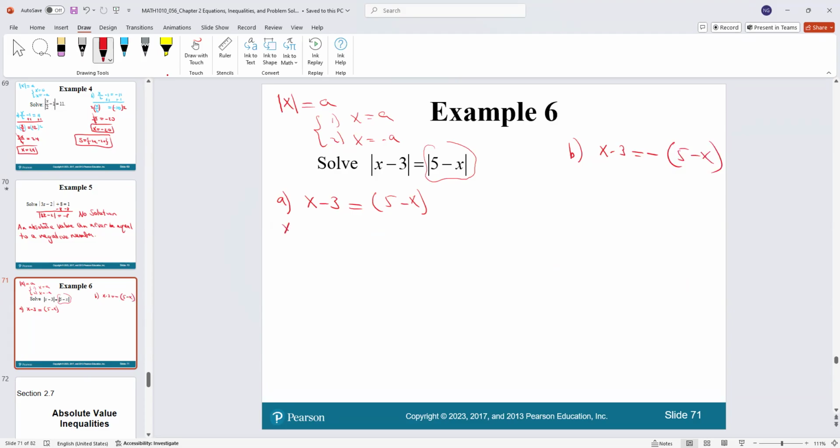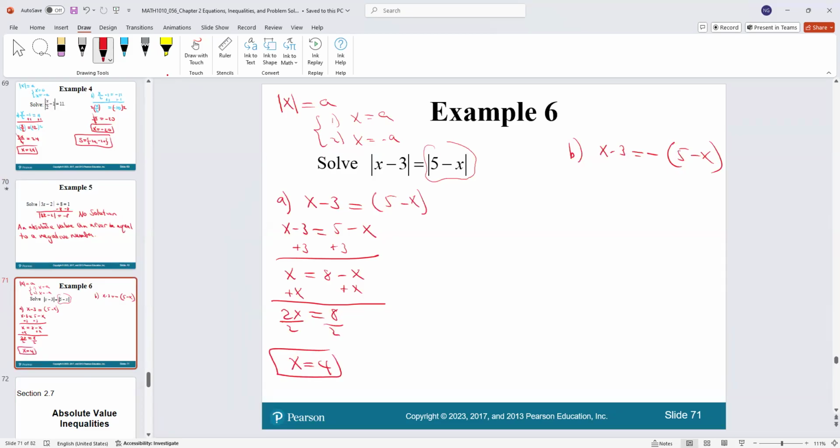We still have negative with one and positive with the other one. When we remove parentheses, because it's positive, we have 5 minus x. If we add 3 to both sides, we have x equal 8 minus x. If we add x to both sides, 1x plus 1x gives you 2x equal 8. Divide by 2 from both sides, x equal 4. This is our first solution.